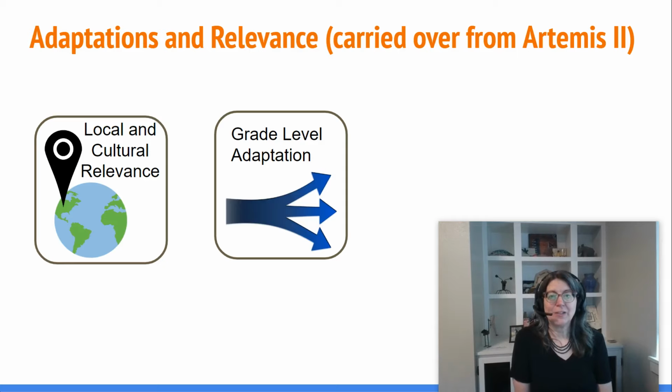Here are 2 icons that you will find in the lesson plans. These are carried over from last year. The first is about local and cultural relevance to help you make these lessons personal to your students. So look for that icon throughout the lessons. And the second one is for grade level adaptation. We know that students in grades 3 through 12 with a wide variety of background knowledge and experiences and reading levels engage with these materials. So look out for this icon to give you some ideas to differentiate for your students.